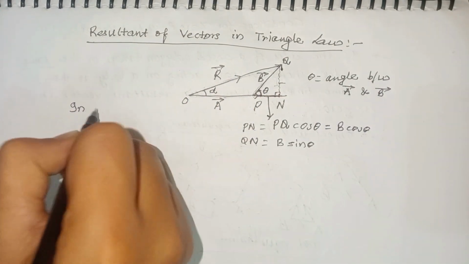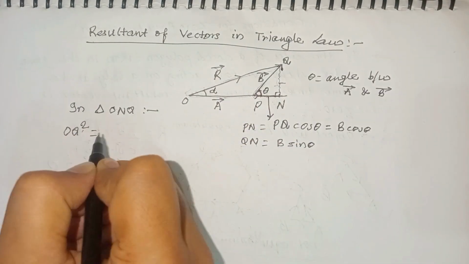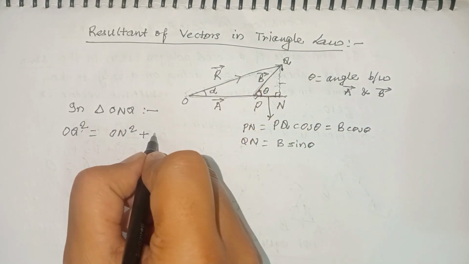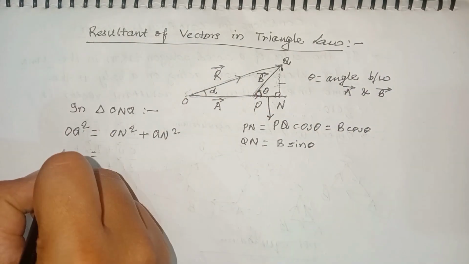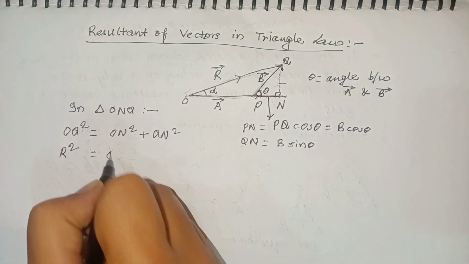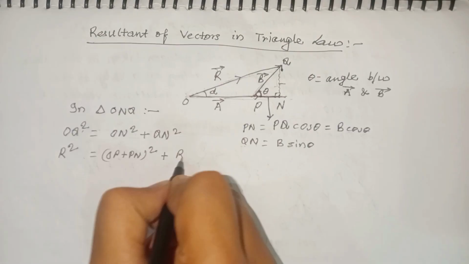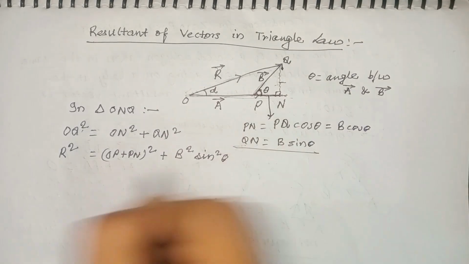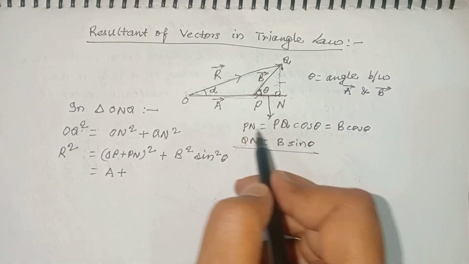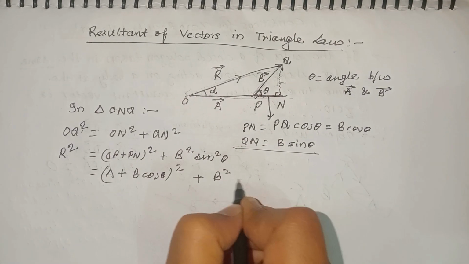Now apply the Pythagoras theorem in triangle ONQ. What will we get? OQ square equals ON square plus QN square. OQ square is the resultant square. ON is OP plus PN, squared, plus QN squared, where QN is B sin theta. OP is vector A, and PN is B cos theta. We put these values, square it, plus B square sin square theta.